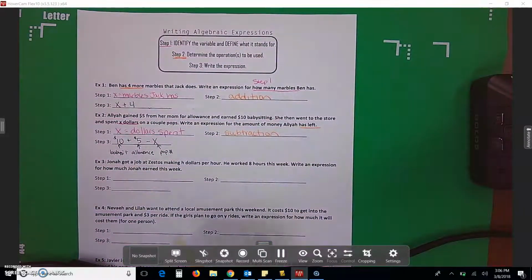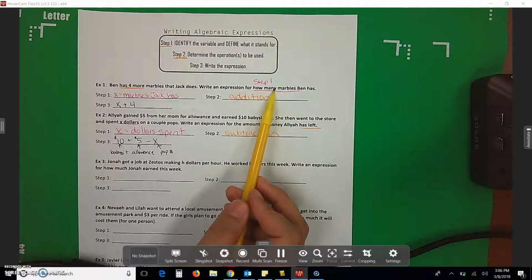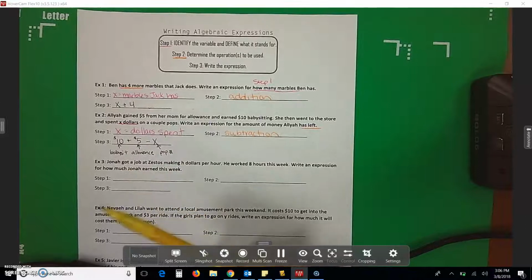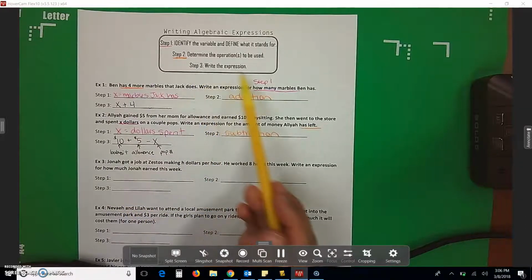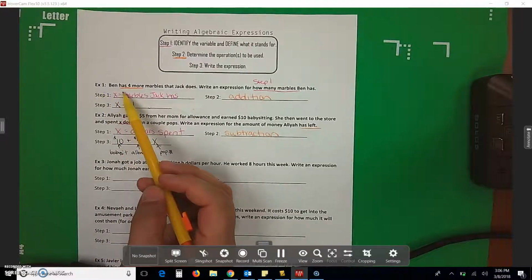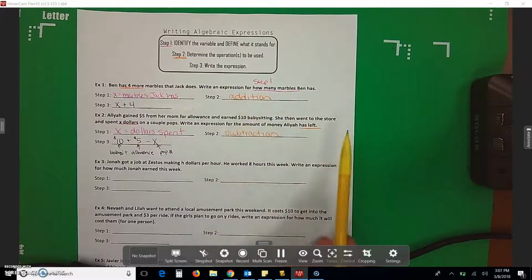For this one, once again, I've already done some of them. Step 1, you got to identify what your variable is going to be. Step 2 is determine the operations, which is add, subtract, multiply, or divide. And then step 3, you have to write your expression. So on first example, Ben has 4 more marbles than Jack. Write an expression for how many marbles Ben has.